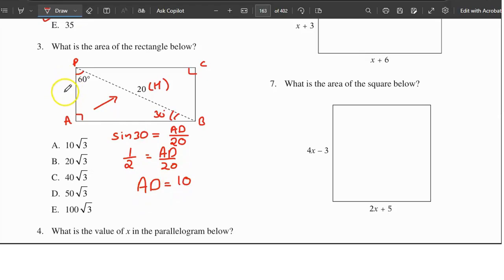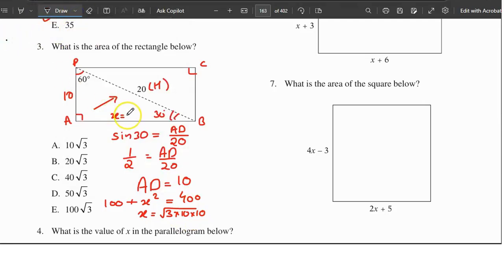Now we can use the Pythagoras theorem. We know this value. This is coming as 10. We can take this as x. So 10 square, that is 100, plus x square will be equal to 20 square, that is 400. So x square will be 400 minus 100, that is 300. x is under root 300, 3 into 10 into 10. That's basically 10 root 3. So x is coming as 10 root 3.